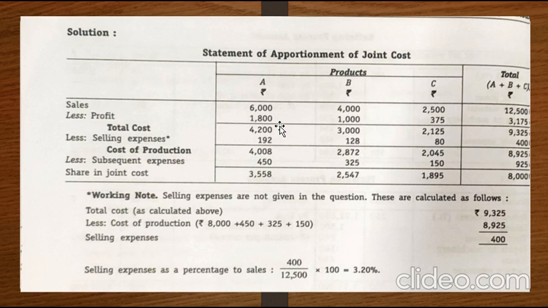Usually what will be your method? Initial cost, that is your basic cost. Material, labor and direct materials, all your direct expenses will be your first cost. With that you will add your factory expense, and then you get your cost of production.